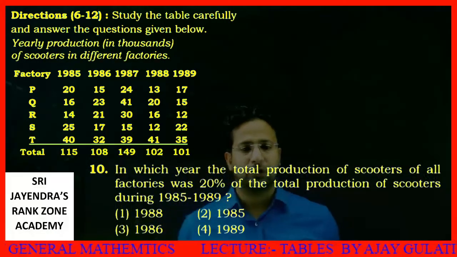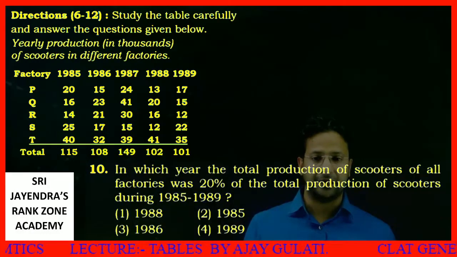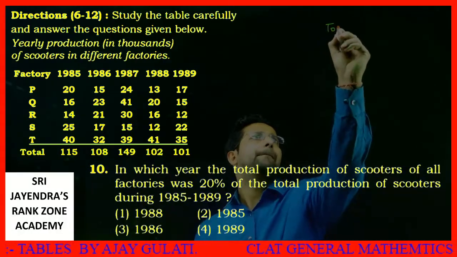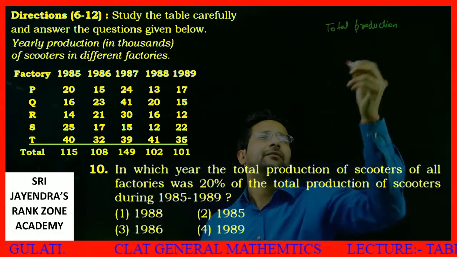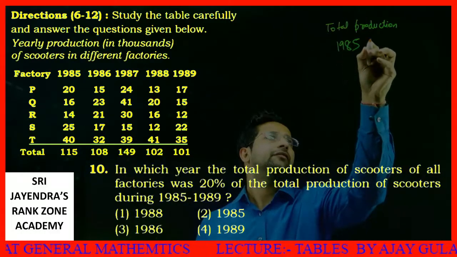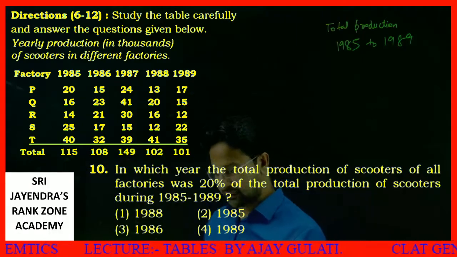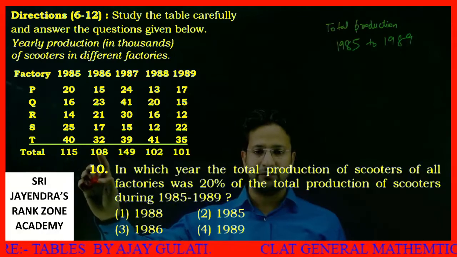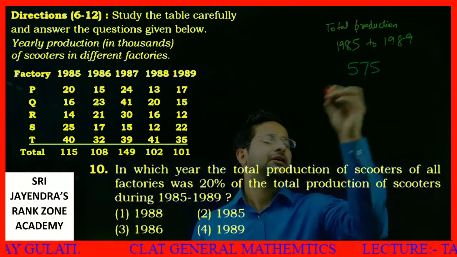In which year was the total production of scooters of all the factories 20% of the total production of scooters during 1985-1989? See students, first of all, total production. This is actually a verbal answer, but I'll tell it to you in detail. We need to tell what was the total production in all these 5 years. First of all, we have added this. You remember, we added 115, 108, 149, 102, 101. The sum came out to be 575.